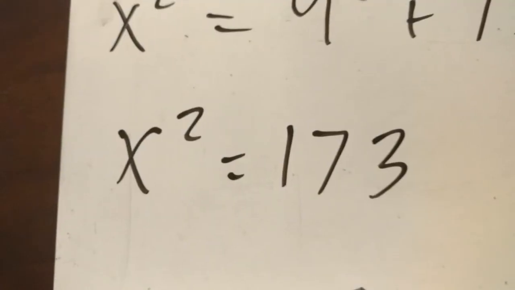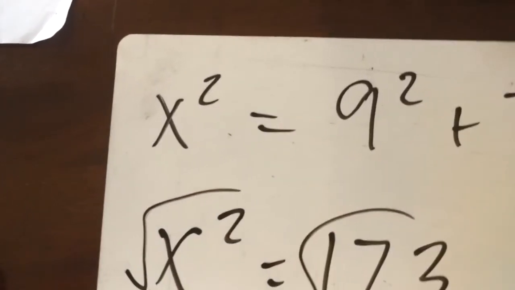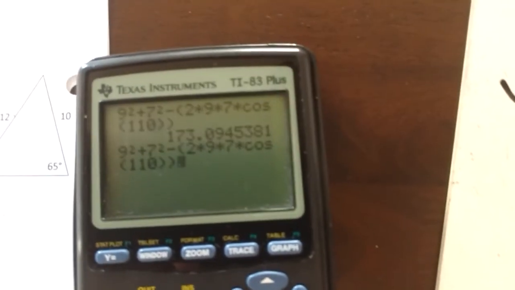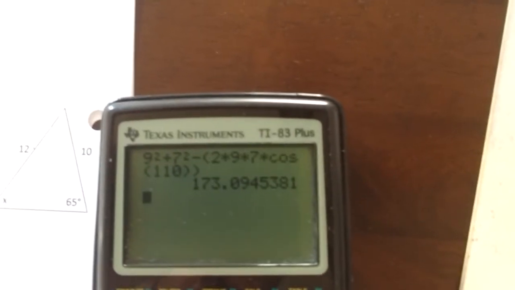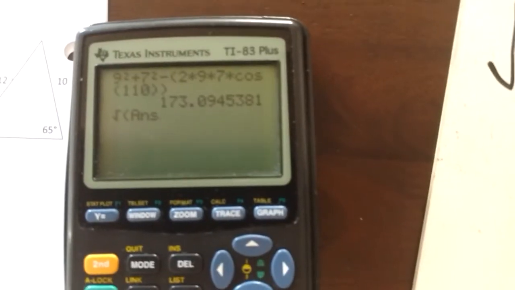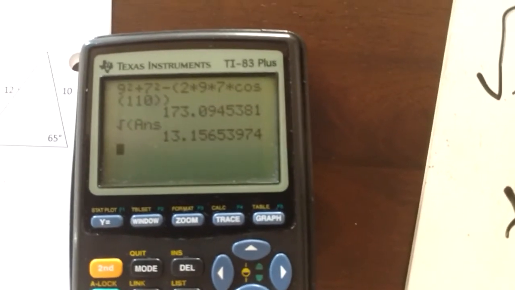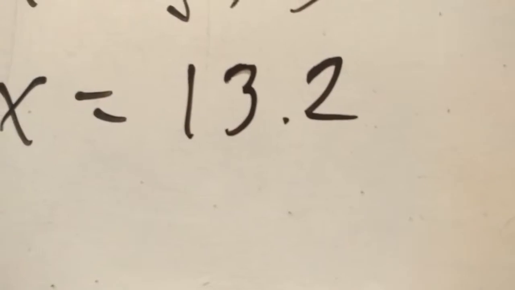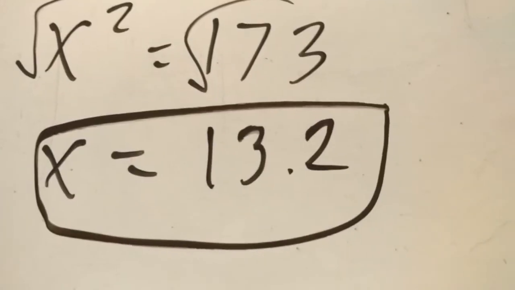And of course we want x, we don't want x squared, so we'll square root both sides. X is going to give us the square root of 173, our answer. That's going to give us 13 point, we'll round it up to 13.2. So 13.2 is going to be our x.